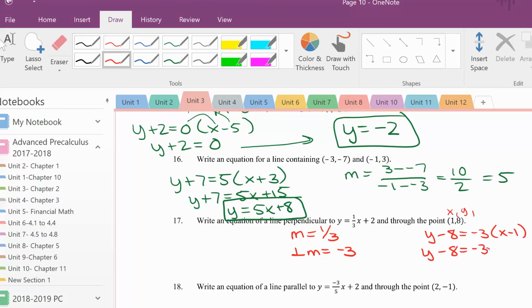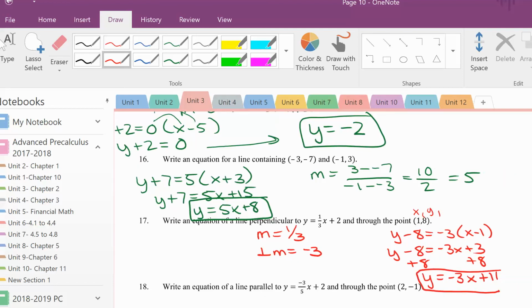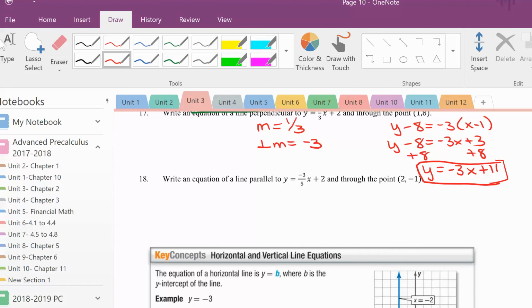So you distribute, add 8, and it's y equals -3x plus 11. So that is the equation of the line that is perpendicular to y equals 1/3 x plus 2, but goes through (1, 8).